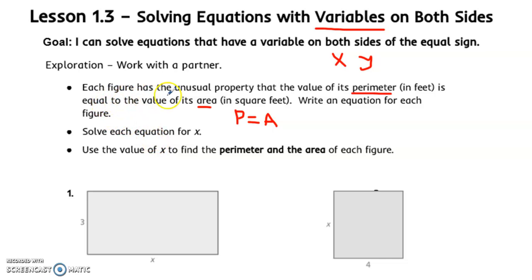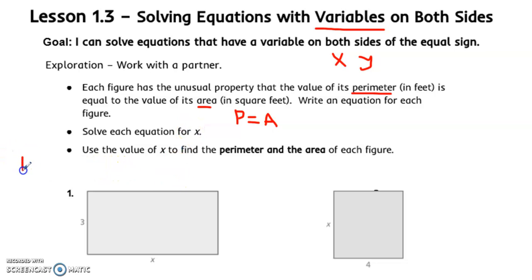Alright, each figure has the unusual property that the value of its perimeter is equal to the value of its area. So we're talking about these two figures down here. We're going to say that the perimeter equals the area. Write a new equation for each figure, and then solve for x.